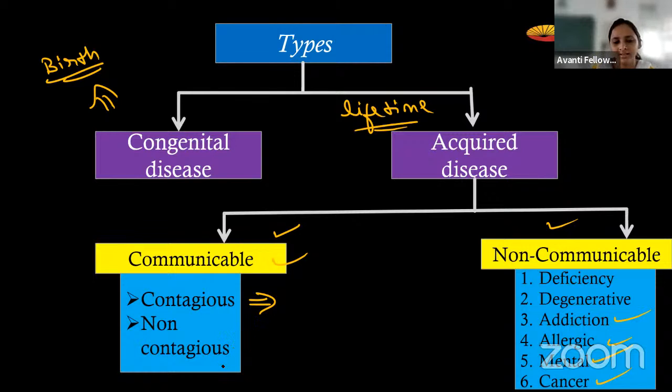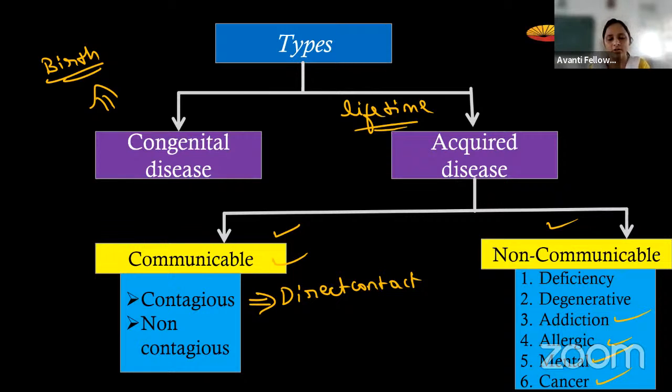Can anyone think? What do you mean by contagious? Contagious means it is transferred by direct contact. This type of disease is transferred through direct contact. For example, chickenpox, smallpox, or the common cold: these are all spread directly. That's why we call it contagious.